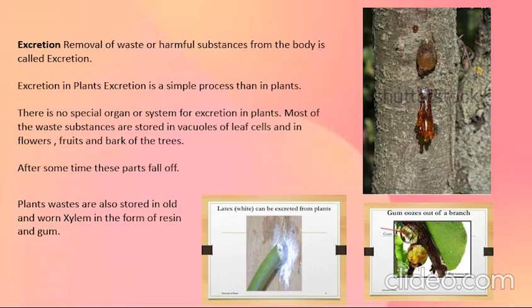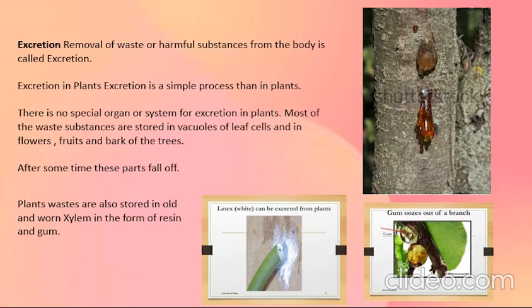How does excretion in plants take place? Excretion in plants is a simpler process than in animals. There are no special organs or system for excretion in plants. Gaseous substances are given out by diffusion, whereas most of the waste of plants is stored in the vacuoles of leaf cells and in flowers, fruits and bark of the stem. After some time, these parts fall off. Not only this, some plant waste is stored in the old xylem in the form of resin and gums.